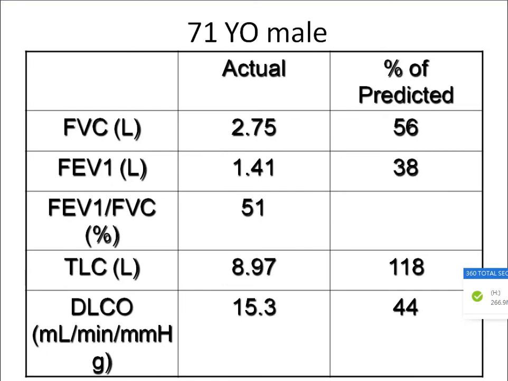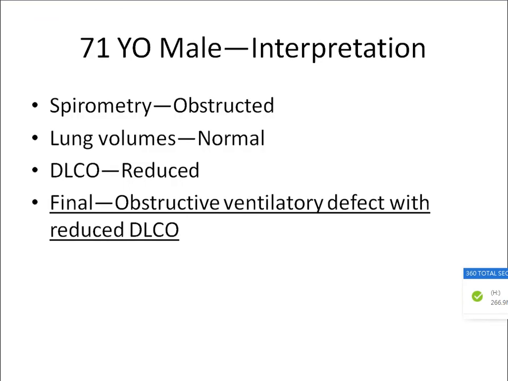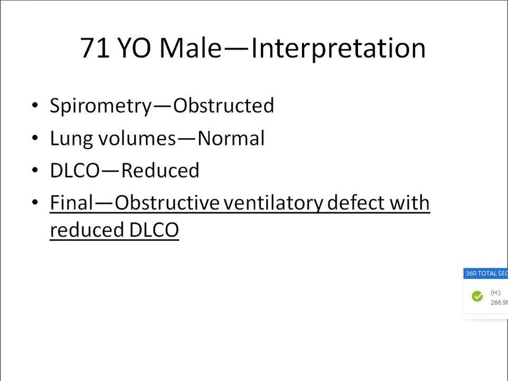FVC is decreased, but there is no restriction because total lung capacity is not decreased. So there is only obstruction here. Obstruction with decreased DLCO. An example can be an emphysema patient. Thank you. These are some examples of how to differentiate obstruction, restriction, and mixed abnormality.